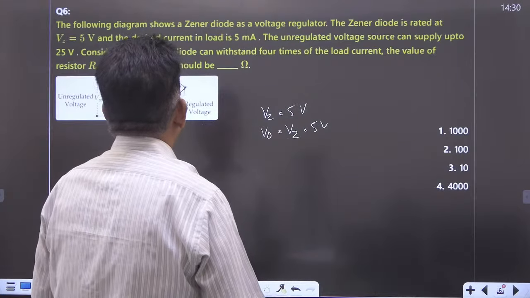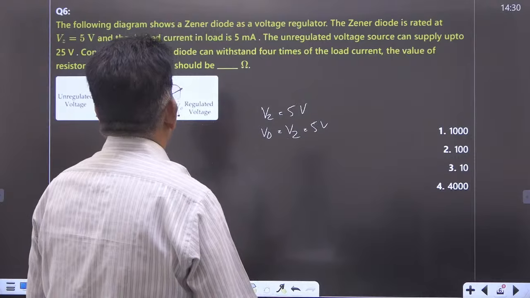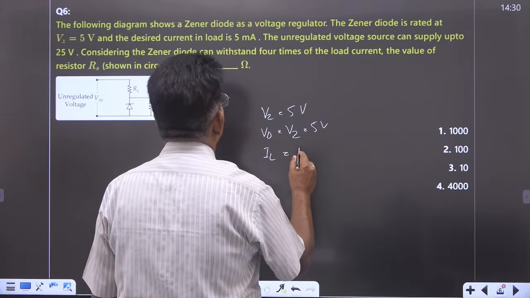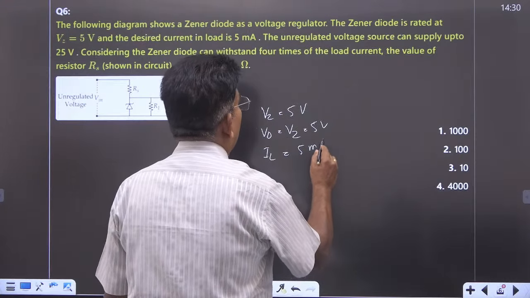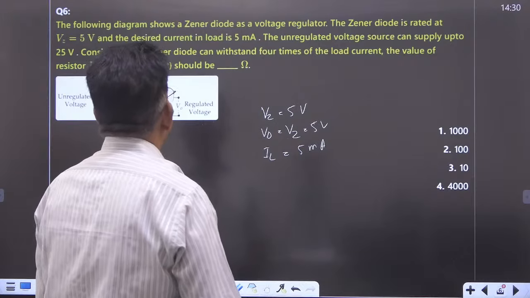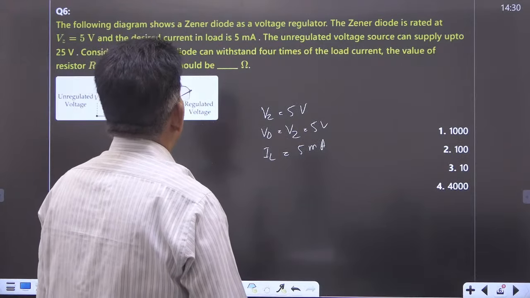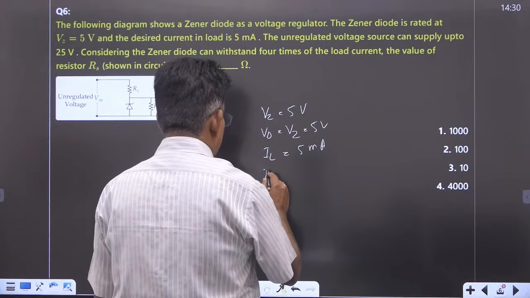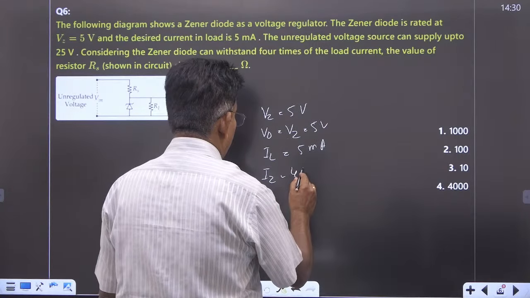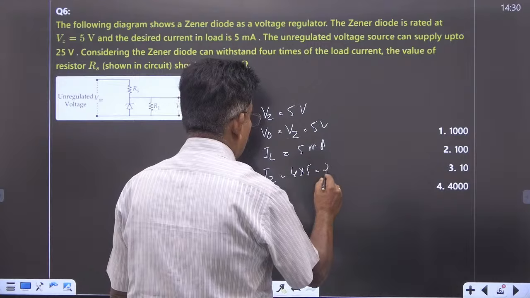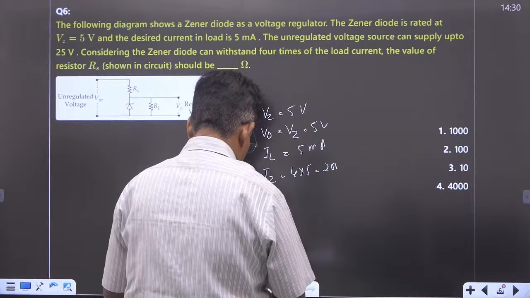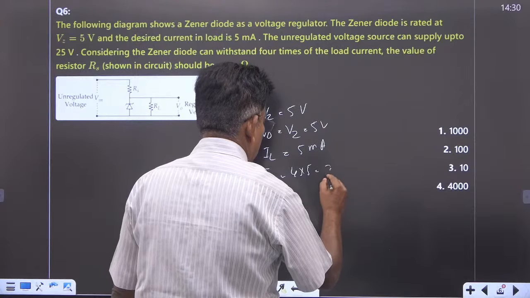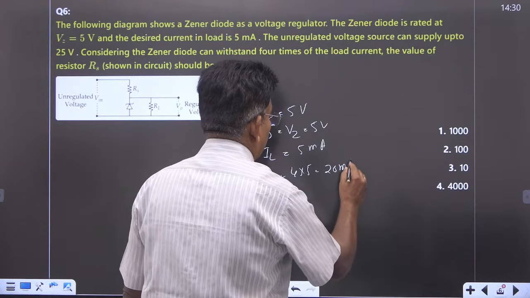Then next is given the load current. Load current we write IL. IL is given to be 5 milliampere. And it is given that the Zener diode can withstand 4 times the load current. Therefore, Zener current is 4 into 5, that is 20 milliampere. So these are the informations given to you.